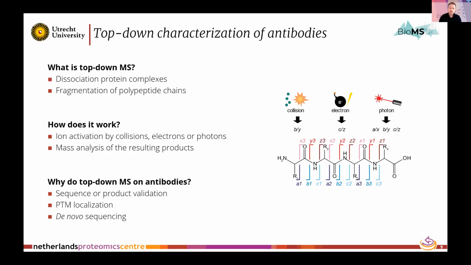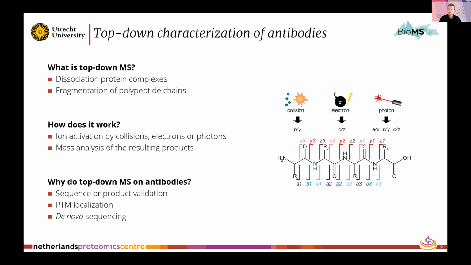So now I want to continue to the second part of the seminar, which is more about top-down MS. First of all, some background. In top-down experiments, we dissociate protein complexes or we fragment polypeptide backbones. This results in product ions, and these product ions tell us something about the composition of their precursor. For example, what is the protein complex made out of, which individual components go in there.